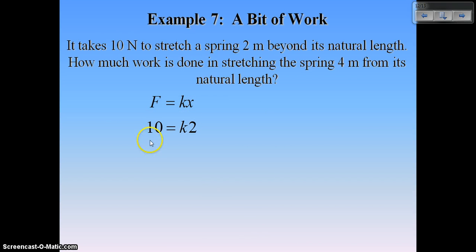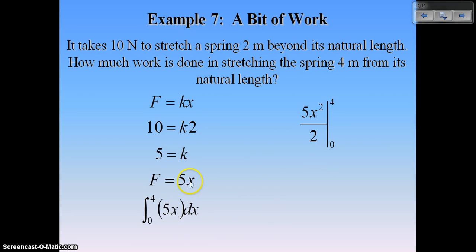Well, it tells me it takes 10 newtons to stretch 2 meters beyond the natural length. So we solve for K and we get a spring constant of 5. Now I take that 5 and I plug it back in, and this now is my spring function 5x. I now take an integral. I'm going to start at the natural length 0 and I want to stretch it 4 meters beyond that natural length. And this is my function 5x.